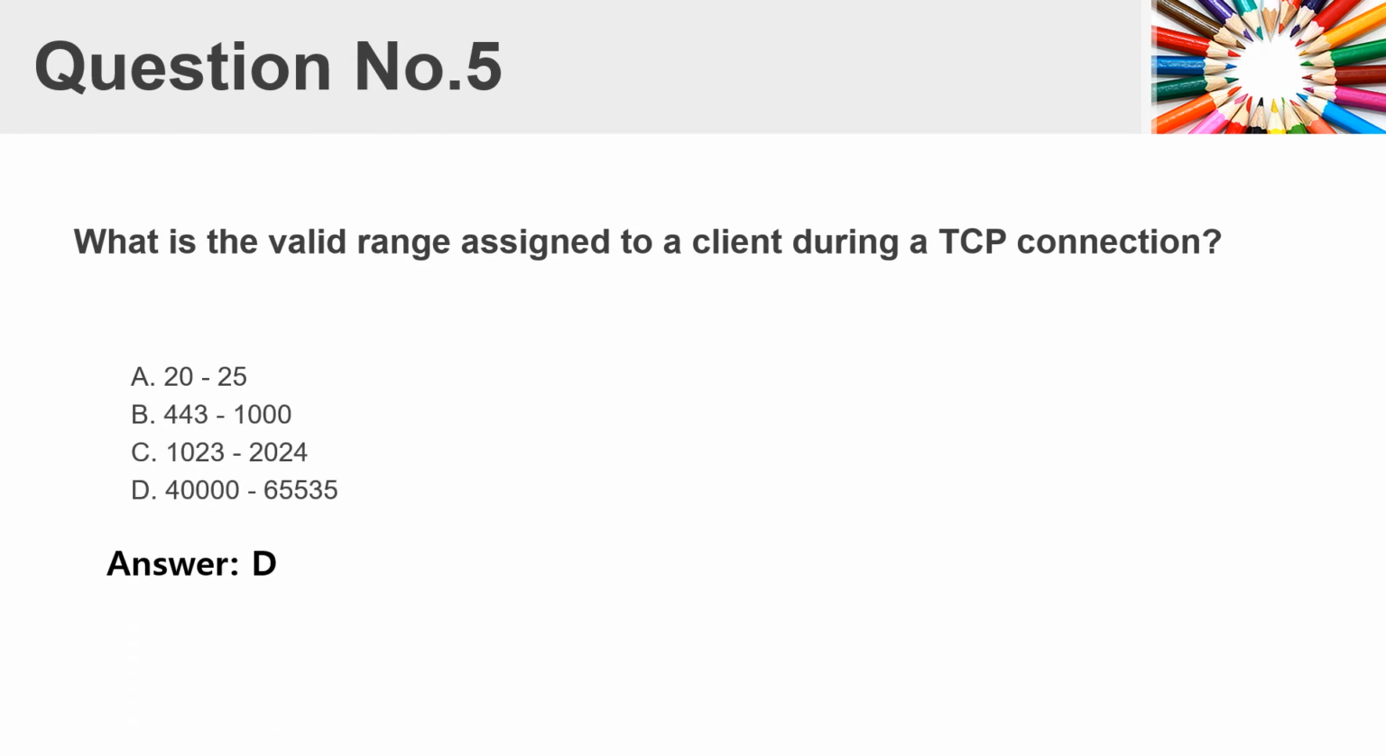Question number 5. What is the valid range assigned to a client during a TCP connection? A. 20 to 25. B. 443-1000. C. 1023 to 2024. D. 4000-65535. Answer: D.